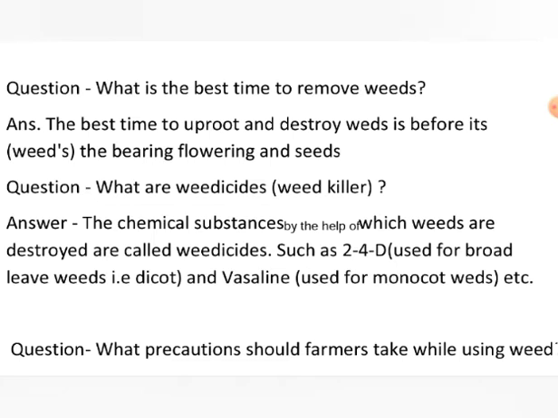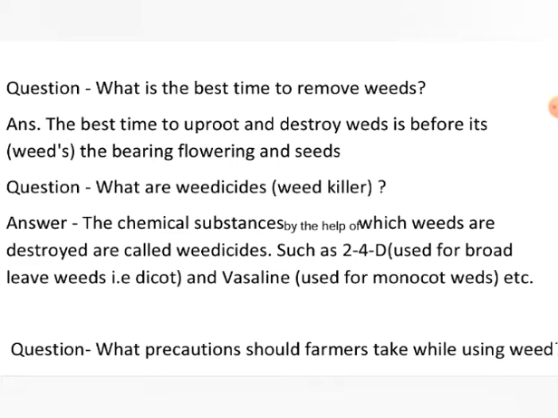But this is never possible for farmers who grow crops over a wide area. When they have a very big farm, they cannot manually uproot or cut the weeds. So science has developed many such chemicals. These chemicals are called weedicides or weed killers. So the question is, what are weedicides or weed killers?